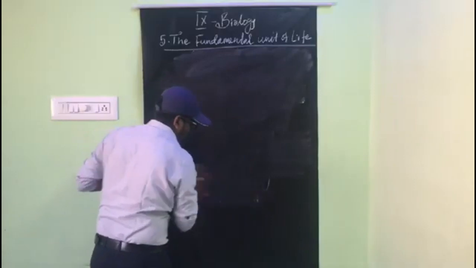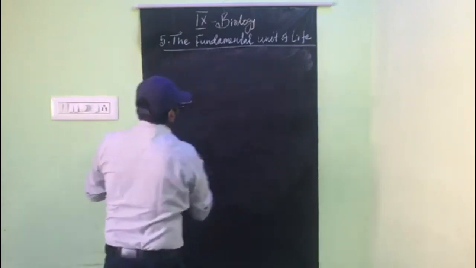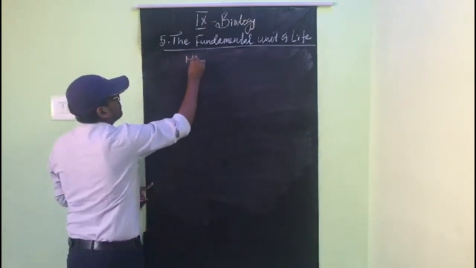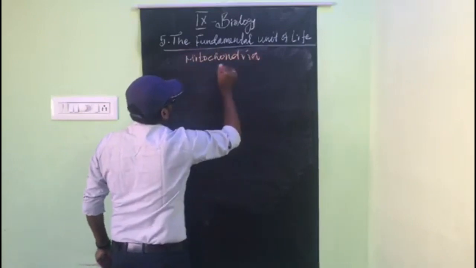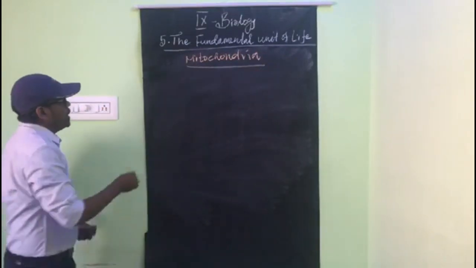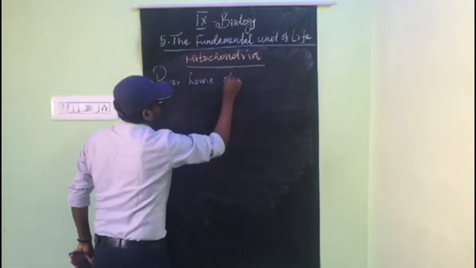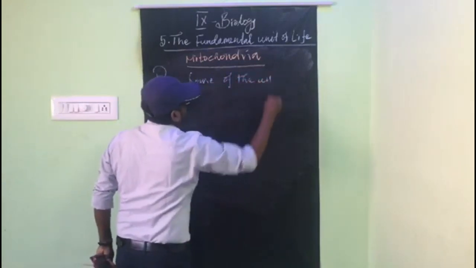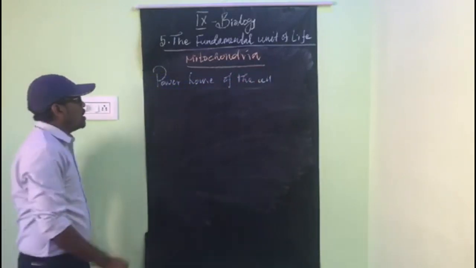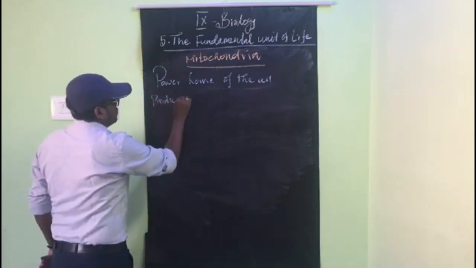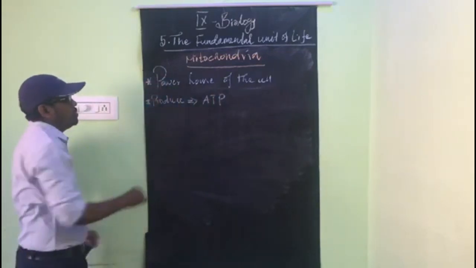It is a very important one. From lower classes onwards, you are studying about the mitochondria. This mitochondria is generally called the powerhouse of the cell. So why is it called the powerhouse of the cell? Because this mitochondria only produces ATP.